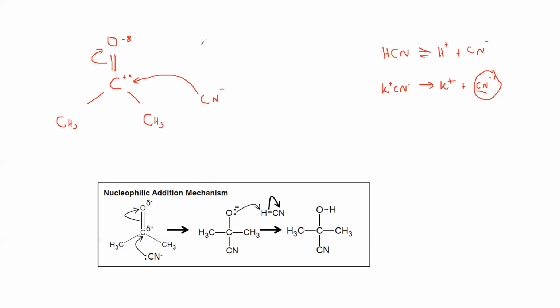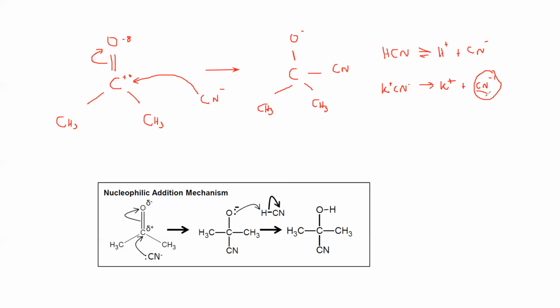As the oxygen takes the bonded pair, the intermediate oxygen will have a negative charge because oxygen took both of the electrons involved in the bonding between carbon and oxygen. CH3 is there, CH3 and CN, as you can see.